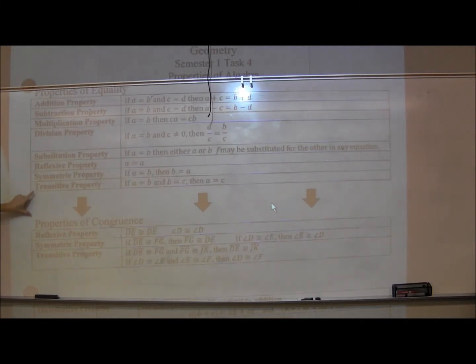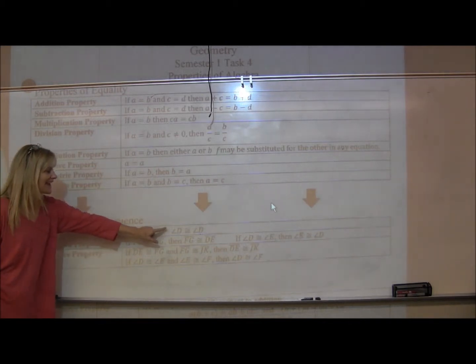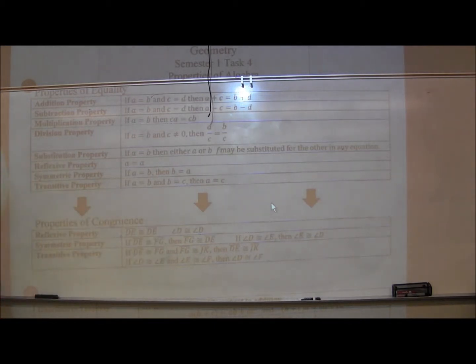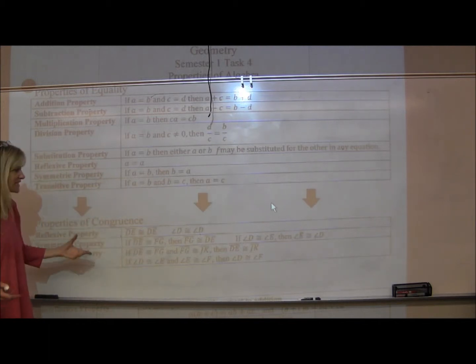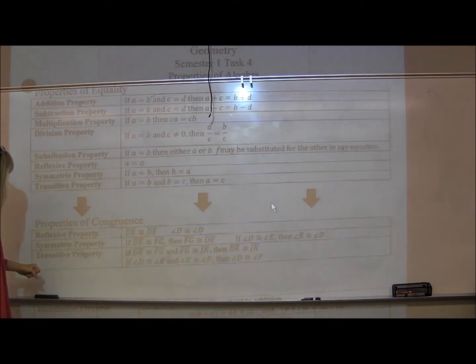You go. Reflexive, symmetric, and transitive. These three are also true for line segments and angles. So the reflexive property, A equals A. Line segment DE is congruent to line segment DE. That seems pretty intuitive, pretty obvious.